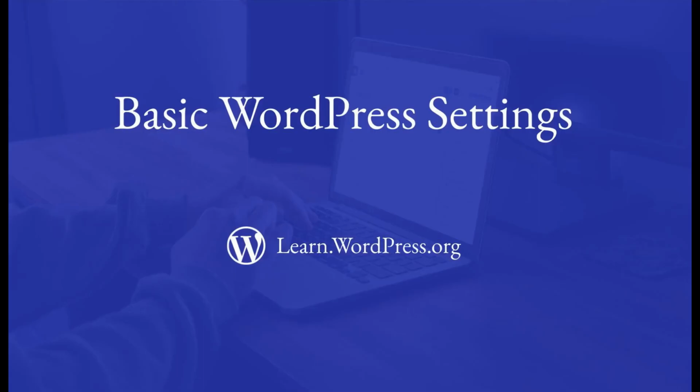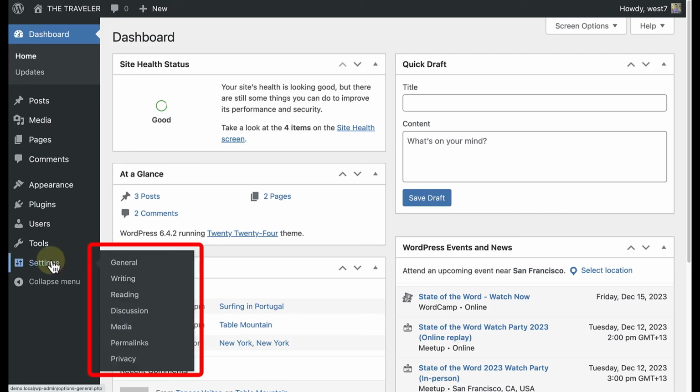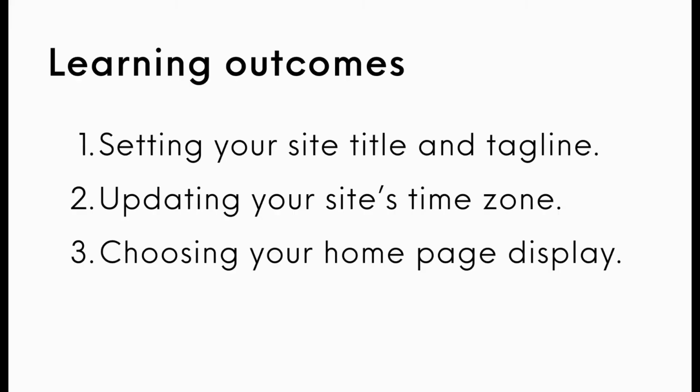Let's discuss some basic WordPress settings. As you embark on your WordPress website journey, you'll discover a range of options located under Settings at the bottom left of your dashboard. We will delve deeper into these options at a later stage, but let's focus on a few key settings to get your site up and running smoothly. The learning outcomes are setting your site title and tagline, updating your site's time zone, and choosing your homepage display.